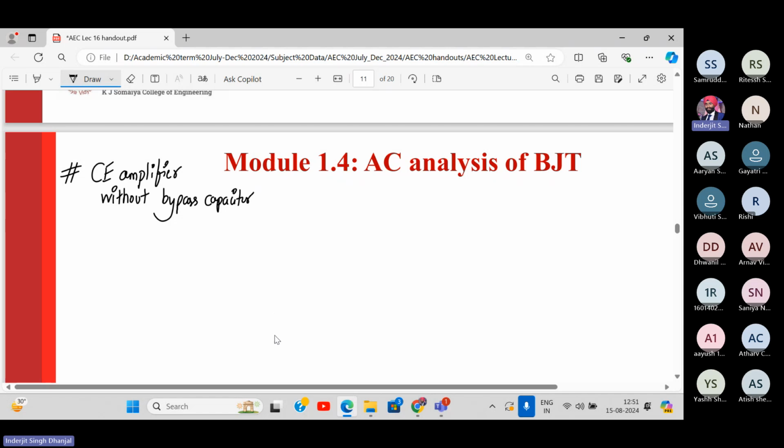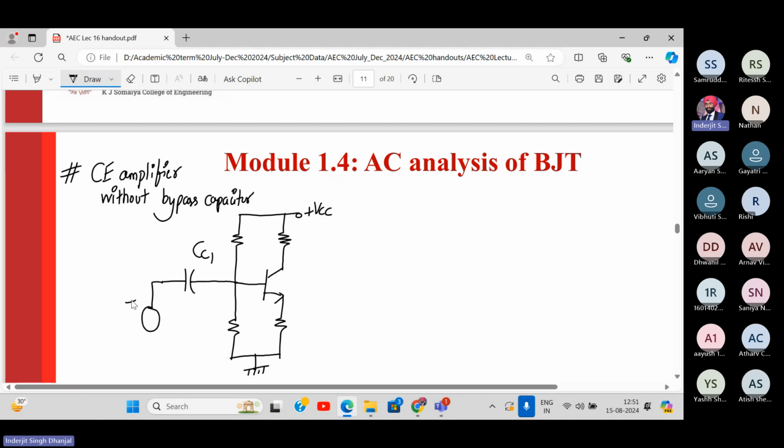So what does that mean? We have this voltage divider bias. Here we have input and output coupling capacitors, but the bypass capacitor is not present. How will it affect the gain and everything? We have a capacitor over here. This is my supply. Let's say Vs is not present, this is directly Vin. We have R1, R2, RC.